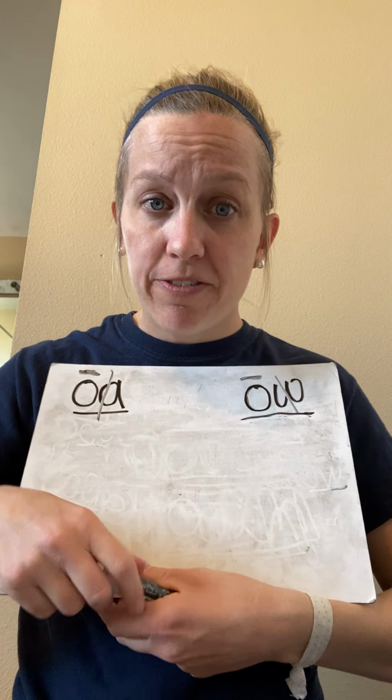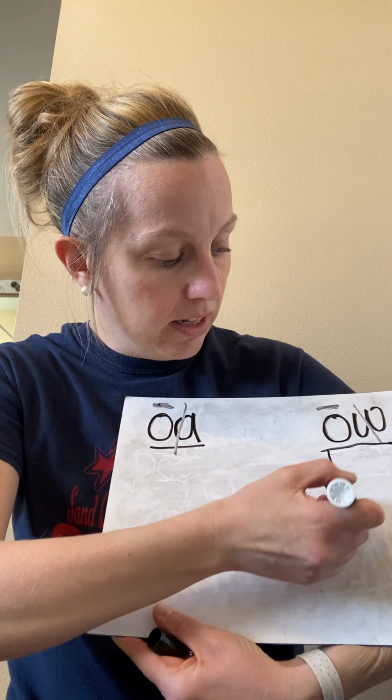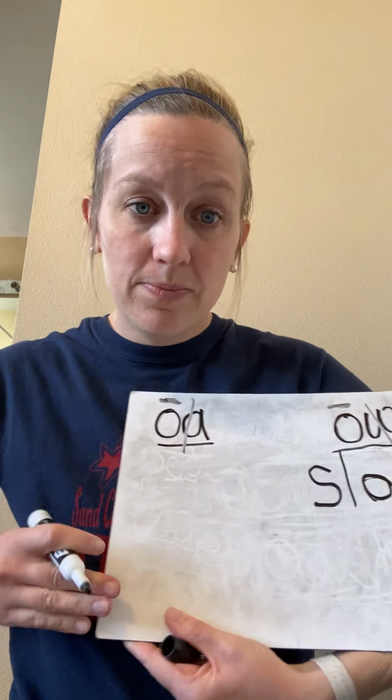All right, we're going to go ahead and get started. The first word that we're going to segment is the word slow. Break it with me. S-L-O. Slow. S-L-O. Tap the sound that made the O sound. Where was the O sound? Beginning, middle, or end? At the end. And if it's at the end, we're going to use which digraph? O-W. So let's build slow. S-L-O-W. Nice job.